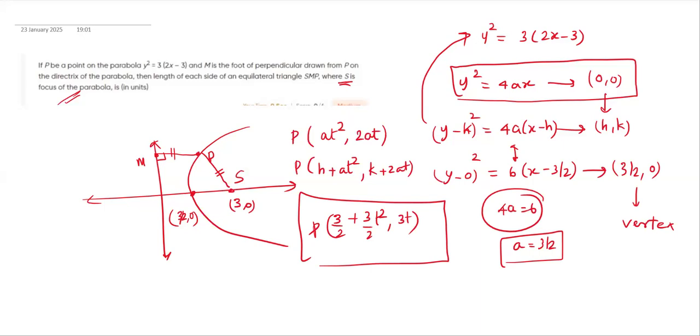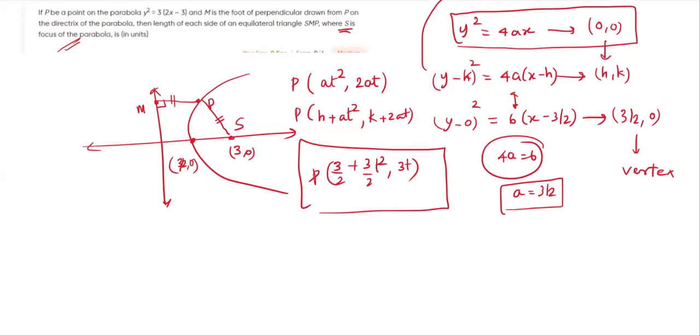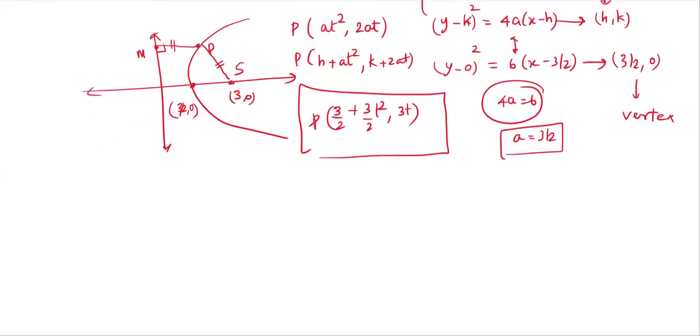Now let's see the coordinates of M and P here. M's x coordinate is 0. M's y coordinate is the same as P's, because it's perpendicular, right? The perpendicular distance is obviously such that the y coordinates of P and M will be the same. So M will be 0 comma 3t.